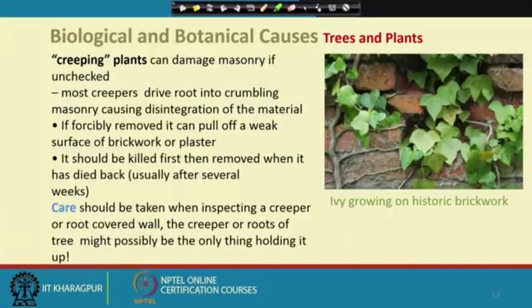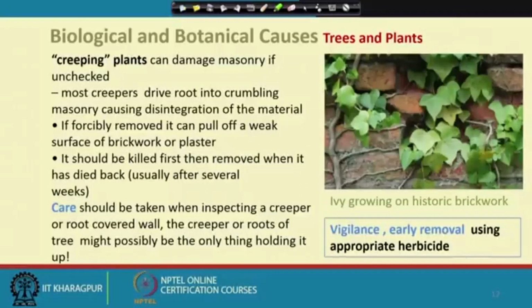So, care should be taken when inspecting a creeper or root covered wall. Sometimes it happens that a creeper has grown over, and when we cut it, we see the entire building or the wall crumbles, because it does not have that mortar joint. The creeper has actually grown inside, and it is actually holding the structure or the wall. So, if we just remove the creeper without understanding that, it may so happen that the entire structure collapses. So, one has to be very careful about what has to be done during this time.